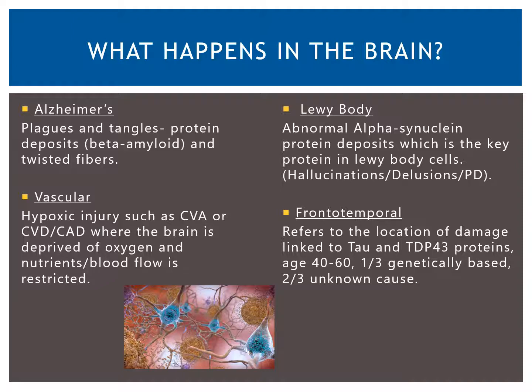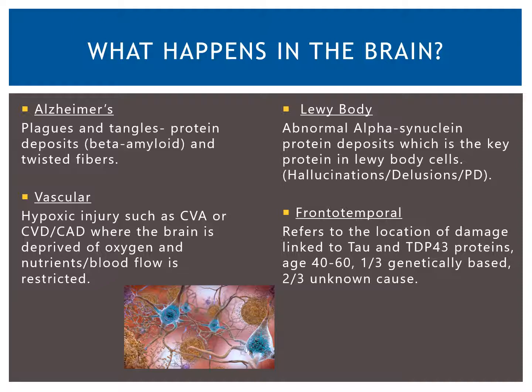Vascular type dementia processes are the result of hypoxic injuries such as strokes, or different cardiovascular disease processes that form plaque in the heart vessels and restrict blood flow. Ultimately, vascular-based dementia processes are the result of oxygen and nutrient deprivation to the neurological tissue. Lewy body is another form of dementia that occurs as the result of abnormal alpha synuclein protein deposits, which is the key protein in the Lewy body cell. Something particularly unique to this type of dementia is the occurrence of hallucinations and delusions, and this is also the predominant form of dementia that occurs with Parkinson's disease.